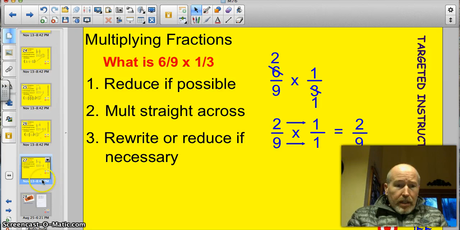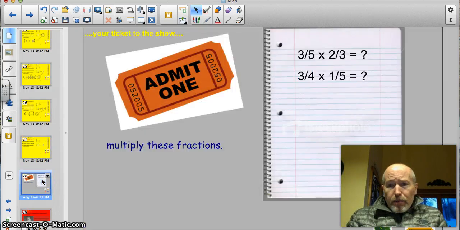All right, let's go ahead. Take a look at the ticket to the show. 3/5 times 2/3 and 3/4 times 1/5. And I'll pause just a second while you write those down.